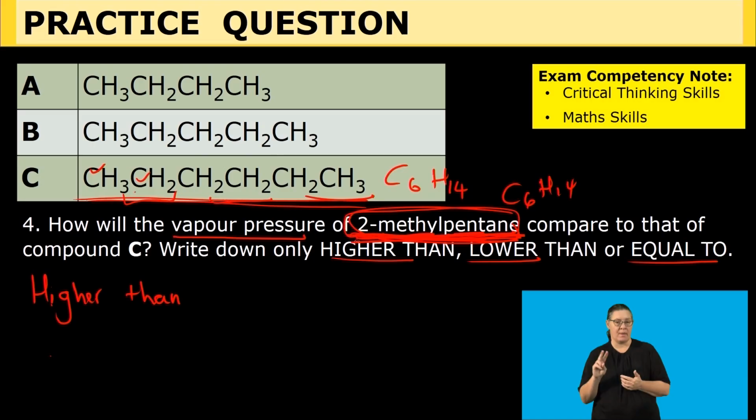So how will the vapor pressure of 2-methylpentane compare to that of compound C? It is going to be higher than. The reason is there's less energy needed to overcome all the intermolecular forces present in this molecule. So now we need less energy here. However, on compound C, we need more energy. The moment we need more energy, it means that substance will have a higher boiling point and a higher melting point, and therefore the vapor pressure is going to be lower. And the opposite is true. The moment we need less energy to overcome the intermolecular forces, that substance will have a higher vapor pressure and therefore lower boiling point and lower melting point.